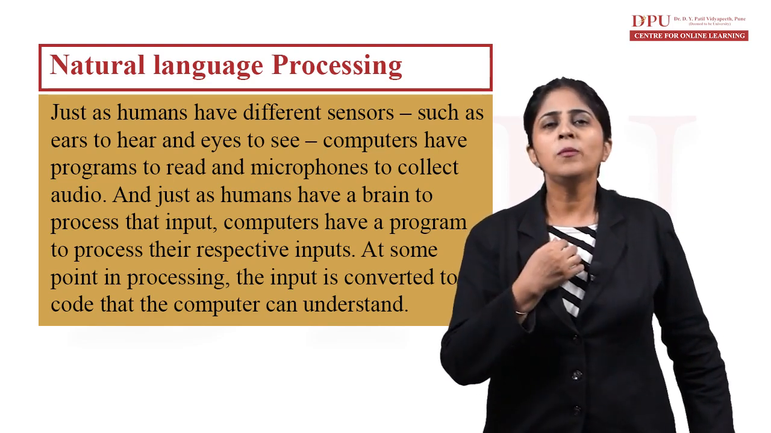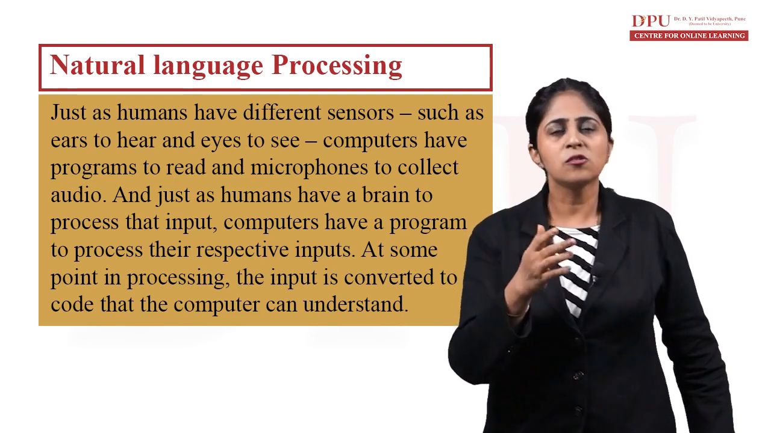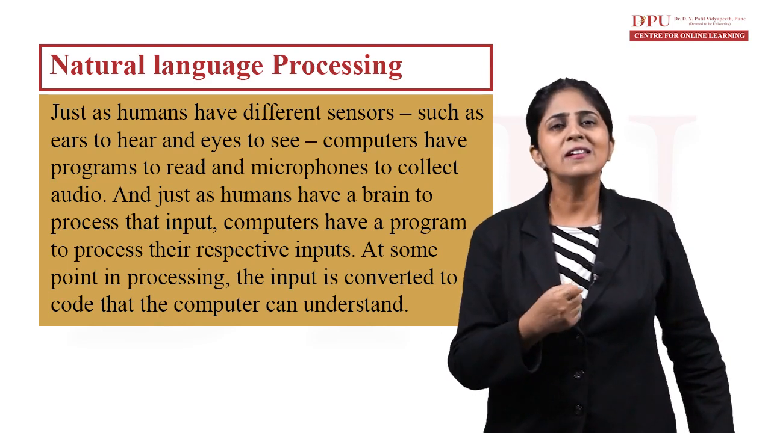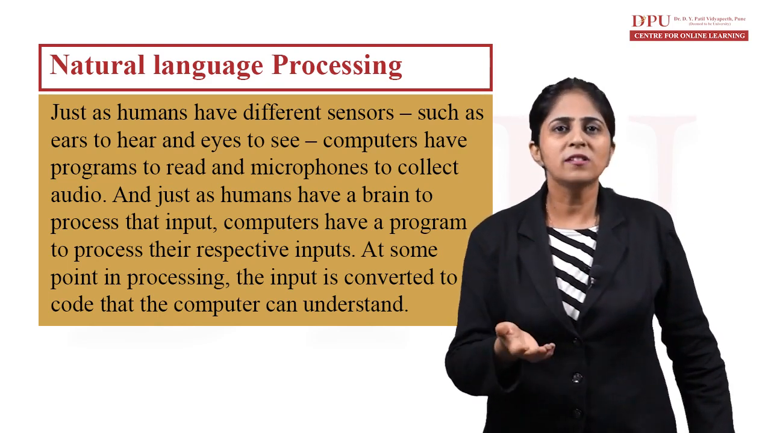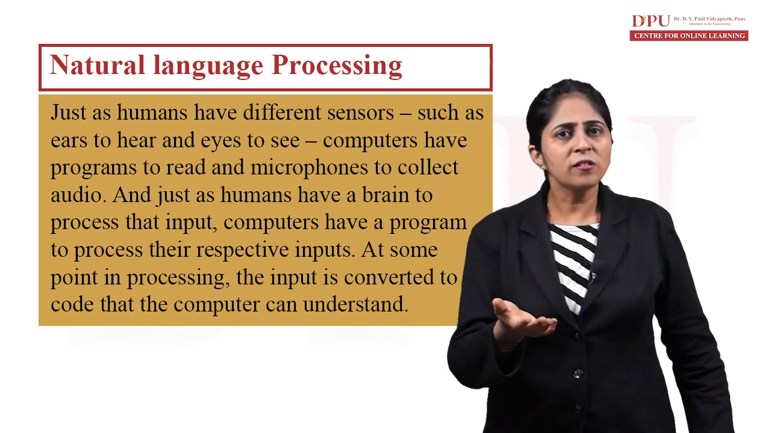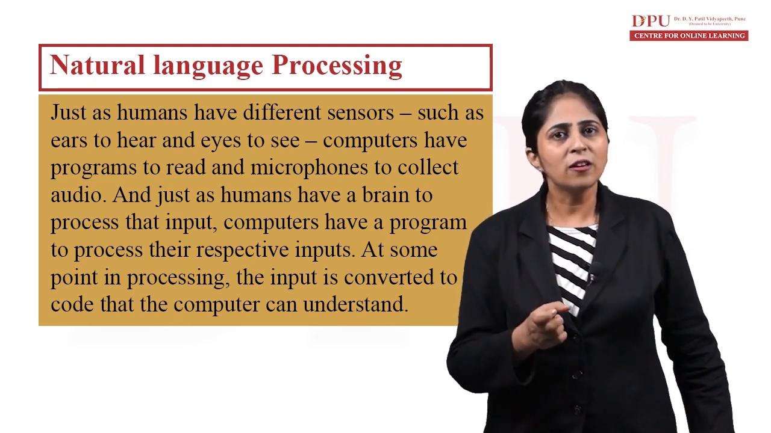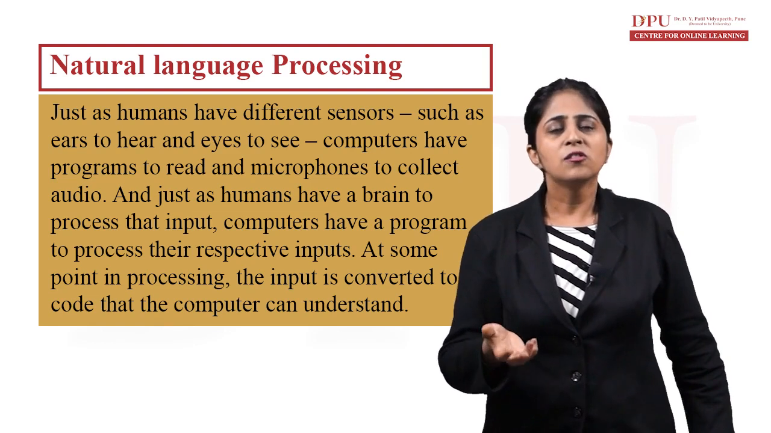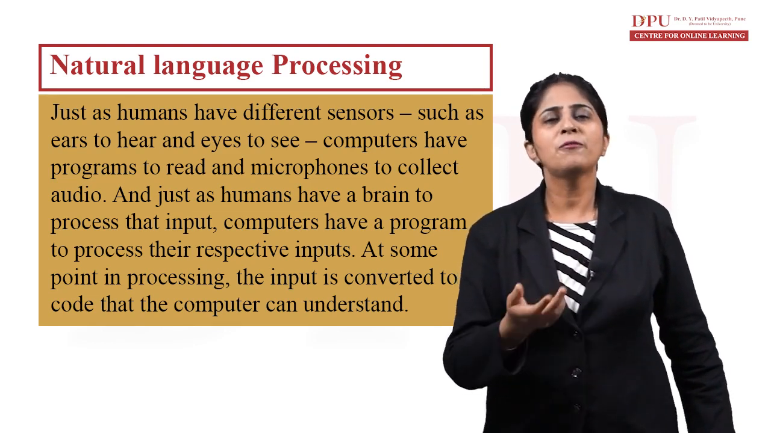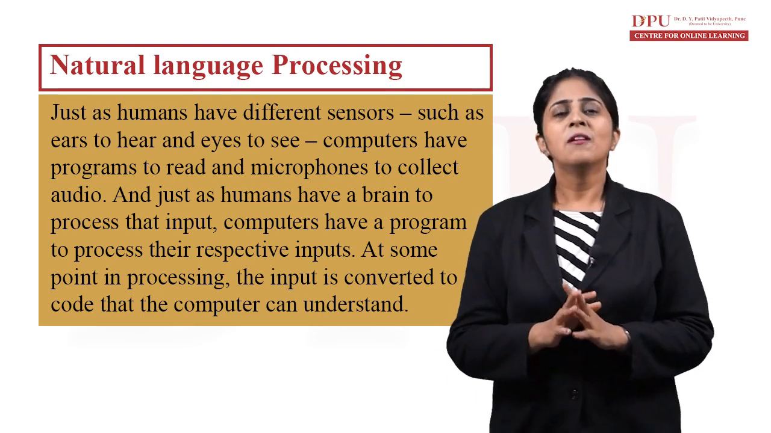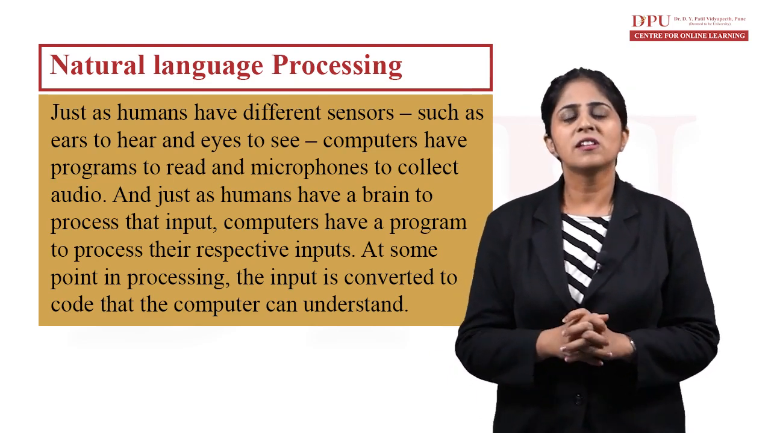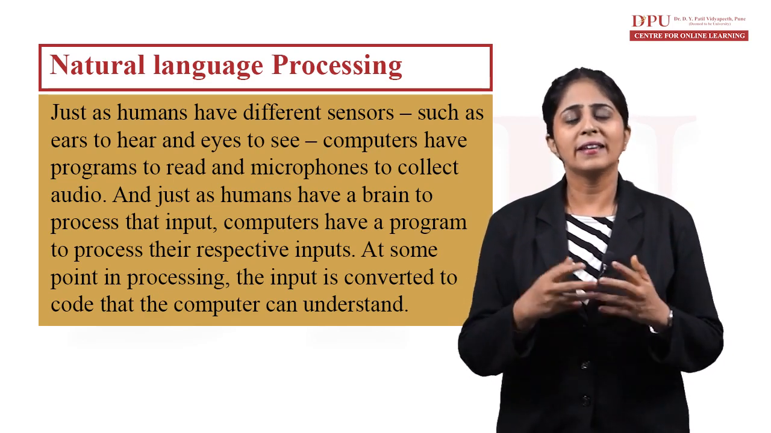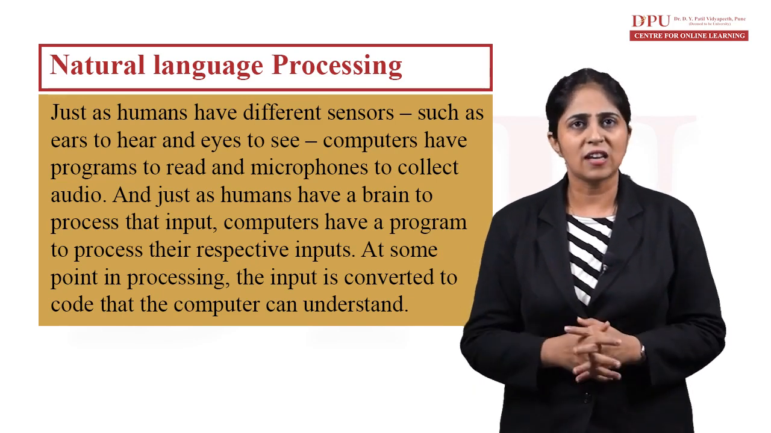So like we humans have different sensors, we have our eyes to see, ears to hear, brain to process the data given. In a very similar way, we have the computer system which processes the data inputted. They have the microphone to collect the audio. They have the processor to process the data. So in a very similar way, we perform our functions in the same way. Natural language processing is being done by our different systems, and they have different sensors for doing all these tasks.